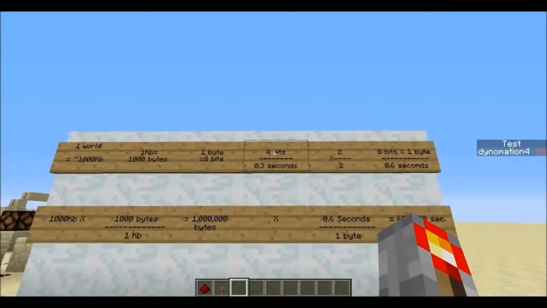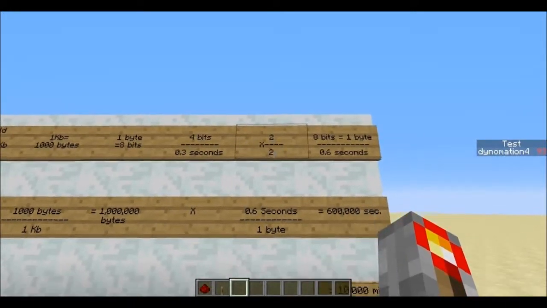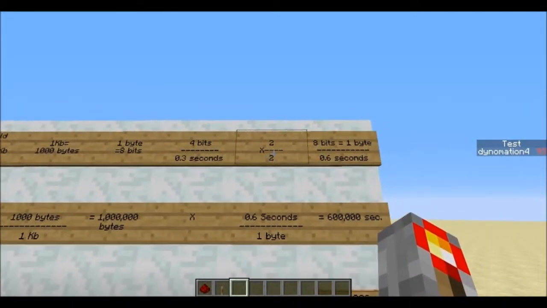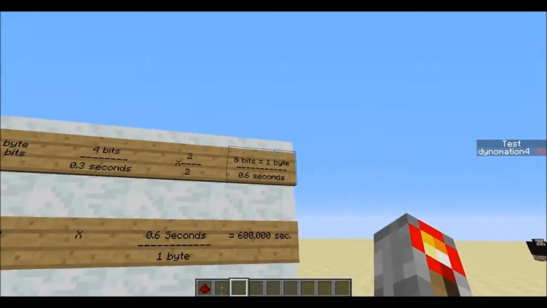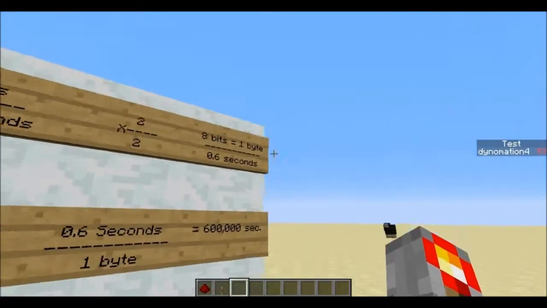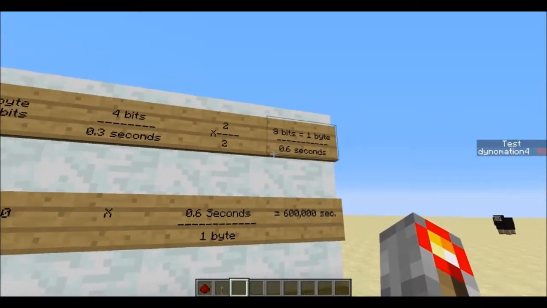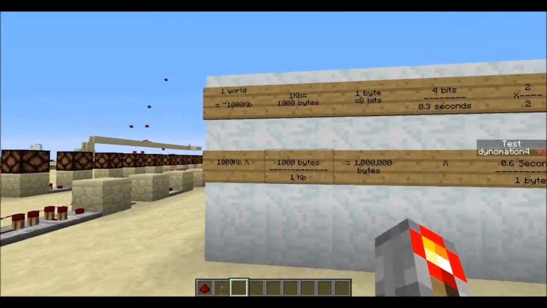Now the rate we found was 4 bits per 0.3 seconds. We're going to multiply that by 2/2, which is in essence 1, so you're not changing it, to get 8 bits over 0.6 seconds, because 8 bits is 1 byte. So you get 1 byte per 0.6 seconds, and that makes the rest of it a lot easier.